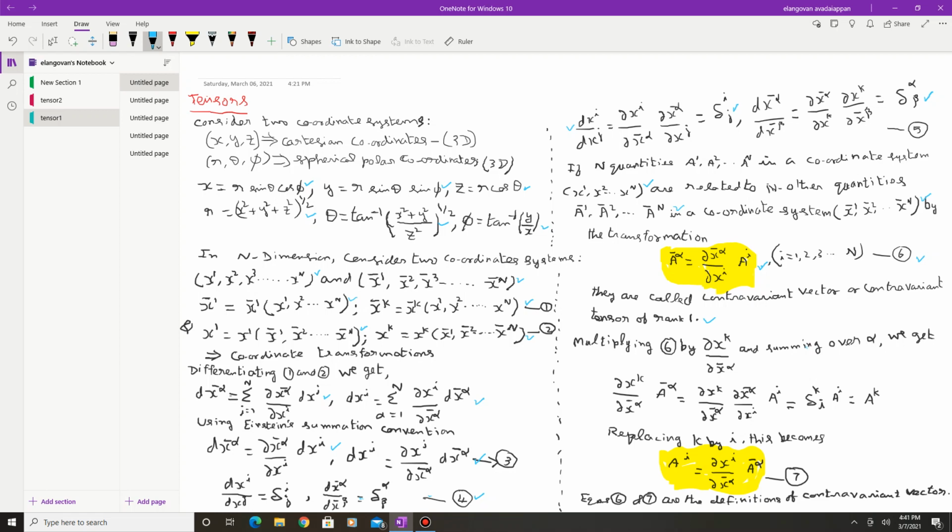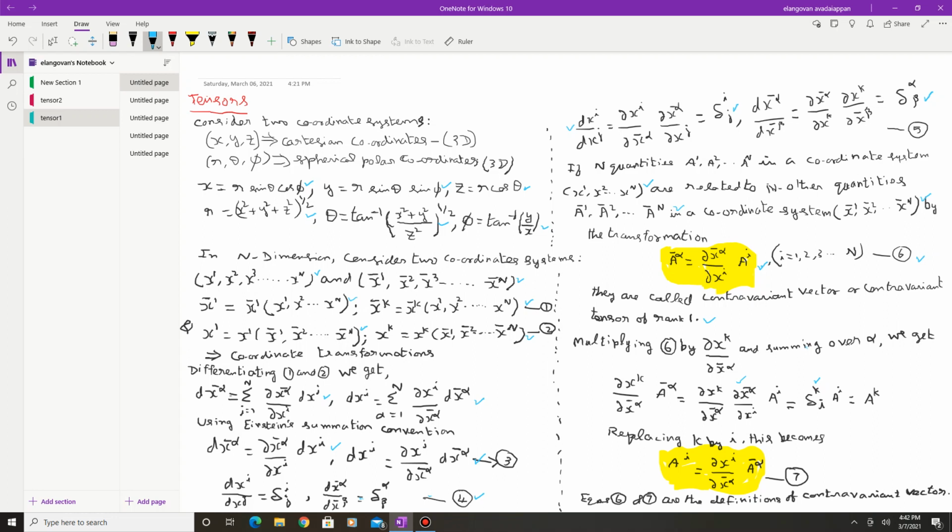Now let us take expression 6, and multiply by partial dxk by dx alpha bar on both sides, and sum over alpha, because whenever an index is repeated there is a summation. That is the meaning according to the Einstein summation convention. So if you sum over alpha, you will get this expression. The partial dxk by dx alpha bar with partial dx alpha bar by partial dxi is a Kronecker delta. So this becomes like this.